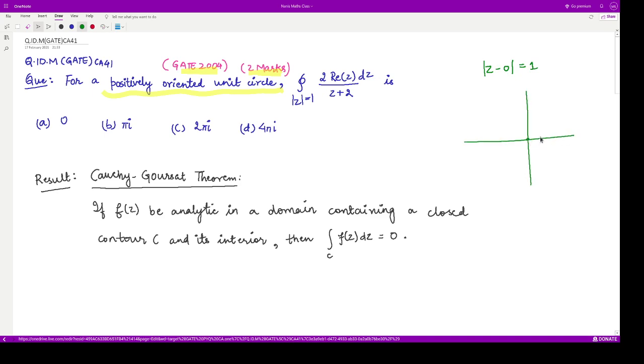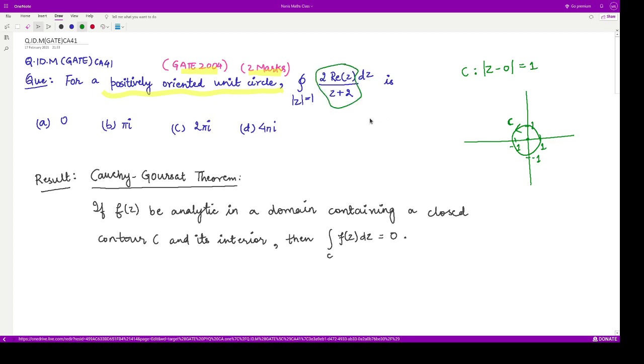This is the origin, this is one distance on the right, on the left, up and down, right? So our circle positively oriented would be something like this in this particular direction, right? Say this is our circle C, right? So then they are asking what is the integration over this closed circle of this particular function.